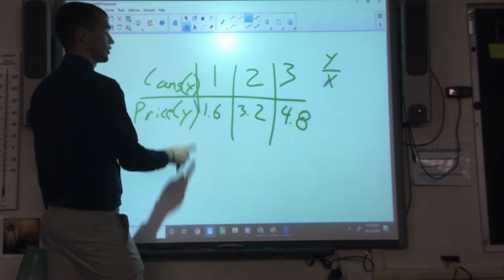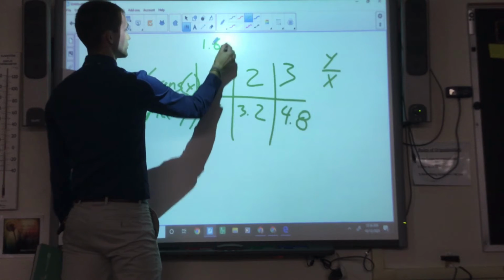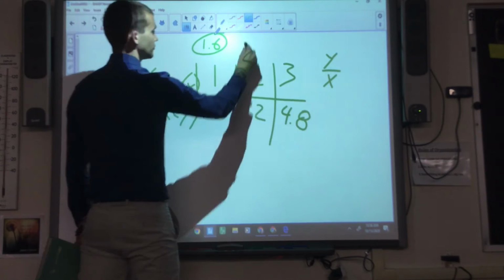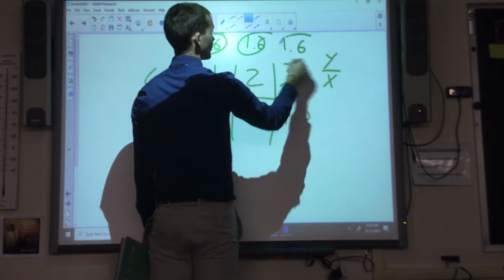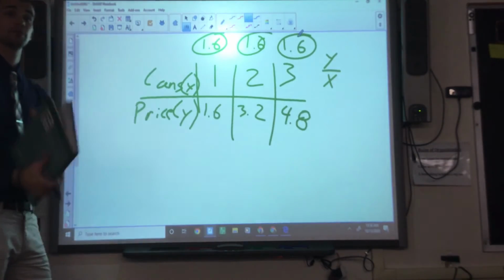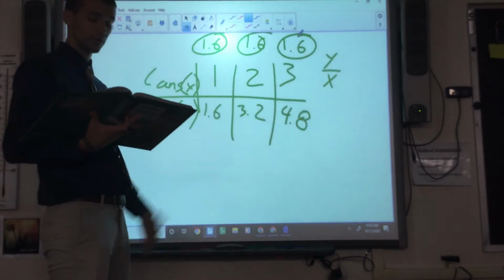And every time you do 1.6 over 1, you're getting 1.6. 3.2 over 2, guess what? You're still getting 1.6. 4.8 over 3, guess what? You're still getting 1.6. So here's a constant of proportionality where it's actually being used as a unit price for something.